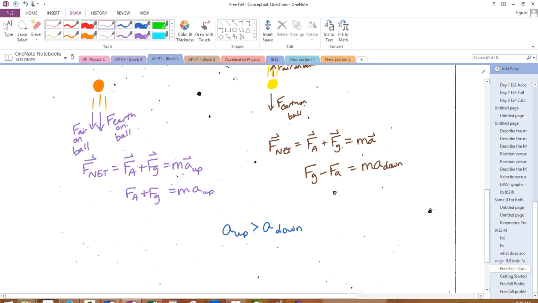If this is my ball and I throw it up and then it comes back down, what is the same going up and coming back down? The distance. I'm going to write that down because that's interesting. Displacement, distance for now. Distance going up and the distance going down are the same.